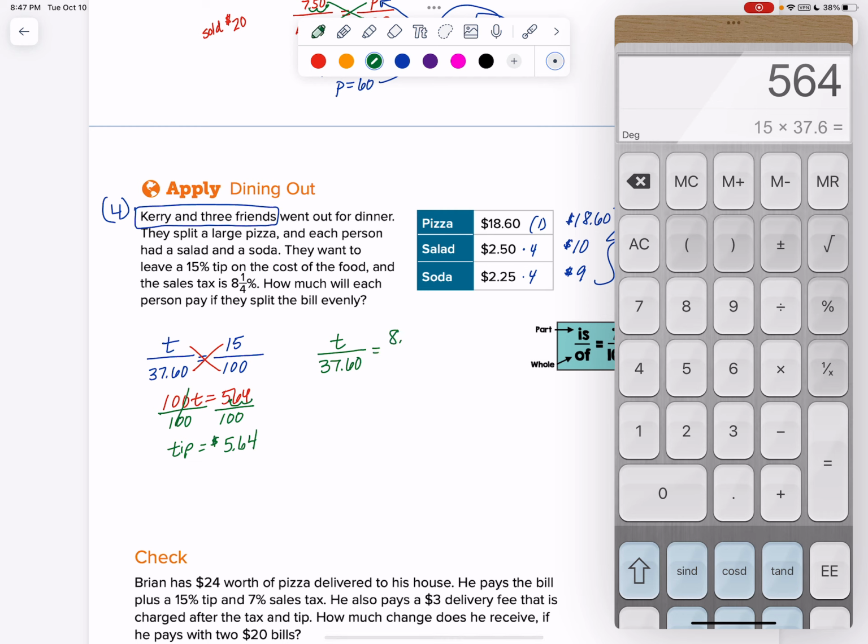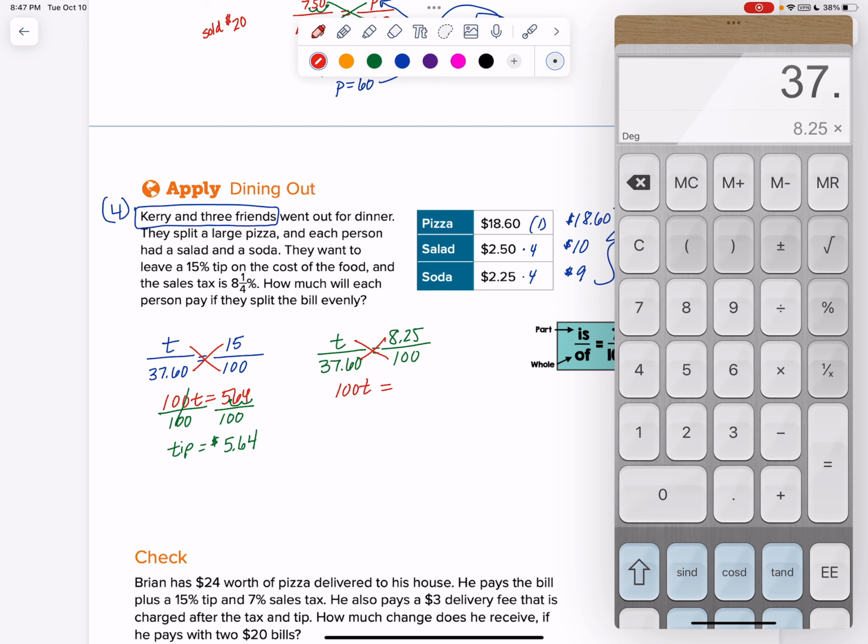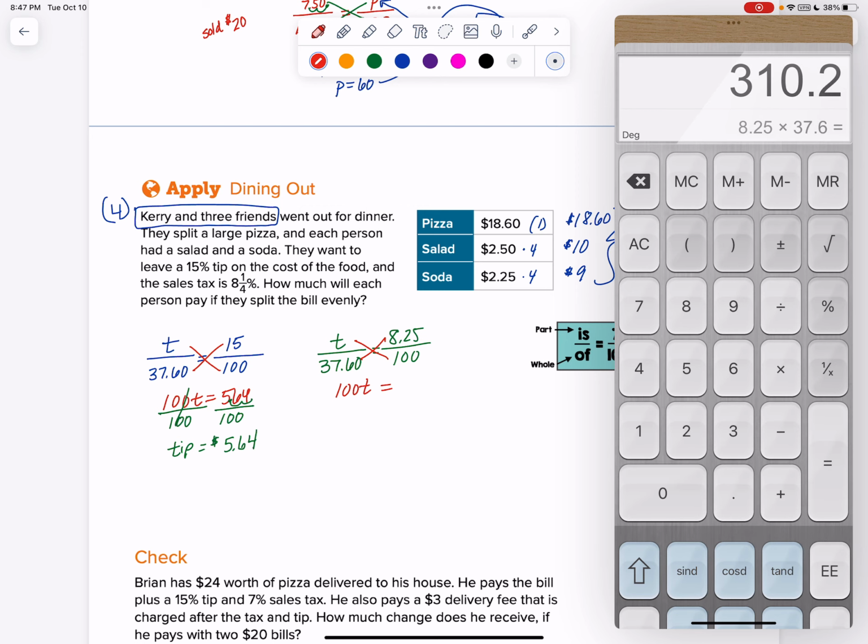Well, it's 8.25. That's what 1/4 is, and it's always over 100. So let's do the same thing. We can do our means extremes and find out what the tax is. So we have 100t equals 8.25 times 3760. And we have $310.20.